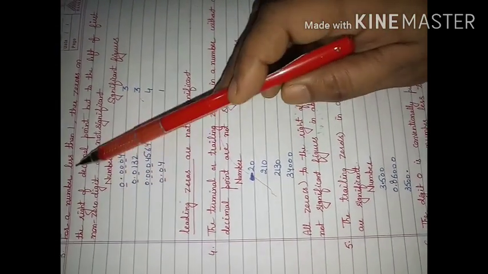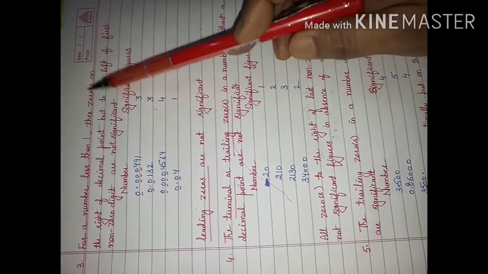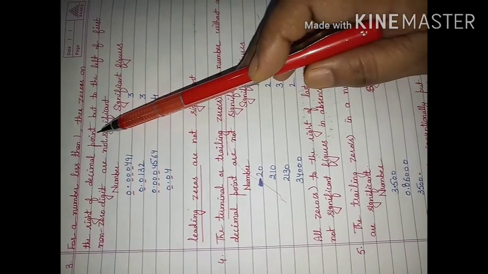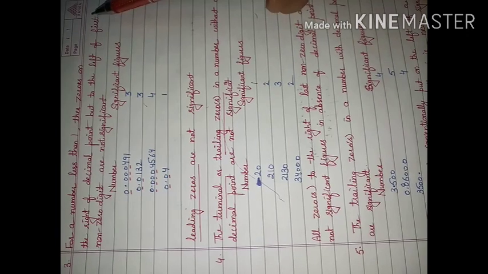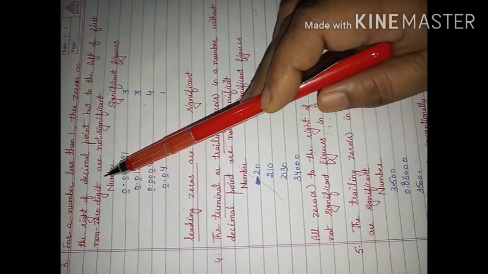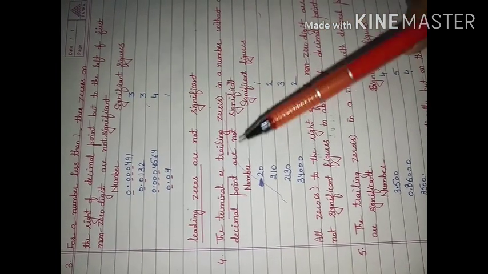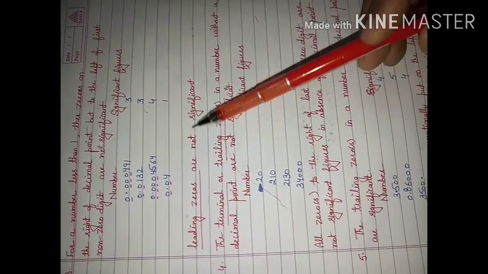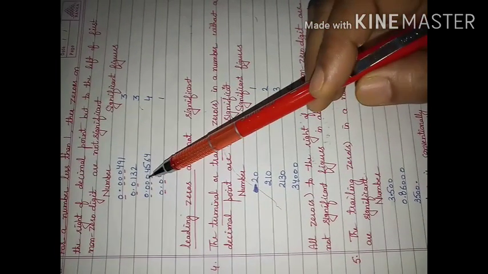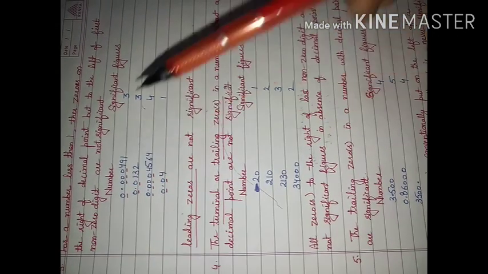It means for a number less than 1, the zeros which are on the right of the decimal point but to the left of the first non-zero digit are not significant. Or you can say it like this: leading zeros are not significant. Which are leading zeros? These zeros are leading zeros.